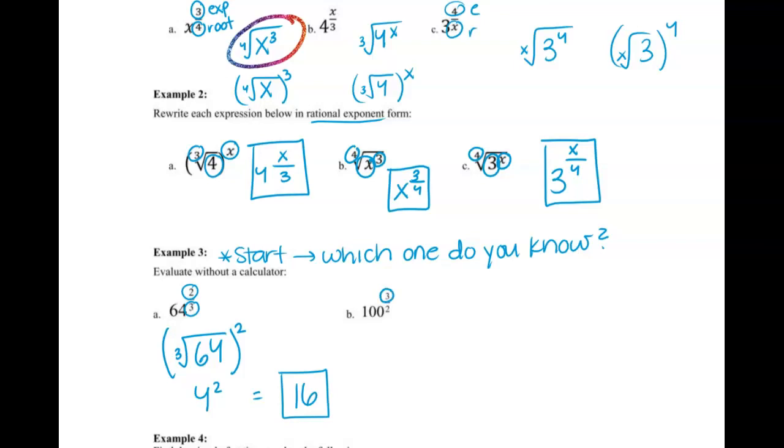Now we have 100. 100 cubed with our exponent, I mean, I can do it. It's a bunch of zeros and it's kind of eh. So I'm going to do square root instead. So I'm going to put square root inside, square root of 100. I don't need the 2 there. If you put it there, that's fine. And then the cubed on the outside. So we get 10 cubed which is 1,000. Again, you start with which one you know. If you know both, you can go either way.